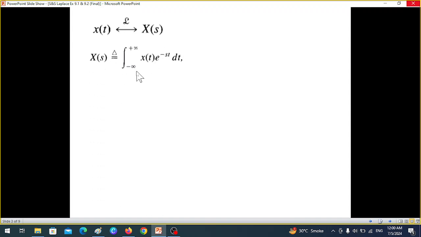The definition of Laplace transform is that whatever the signal is, we multiply it by e raised to the power minus st, and then we integrate it from negative infinity to positive infinity. Also, s, the symbol for Laplace, consists of two terms. One is called sigma, and the other is called omega. So sigma plus j omega represents s, or the s domain.